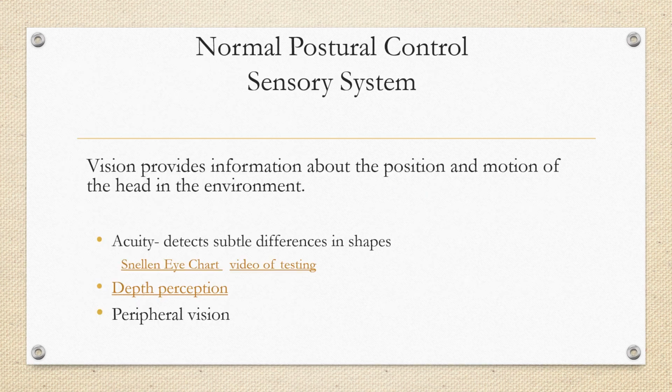So vision is going to provide, obviously, where we are in space and what our body wants to do. It tells us where we are in relation to the horizon. So we can do different things. We can use the acuity, using the Snellen eye chart, looking at depth perception, and then peripheral vision. We're going to talk about these in a later slide as well.